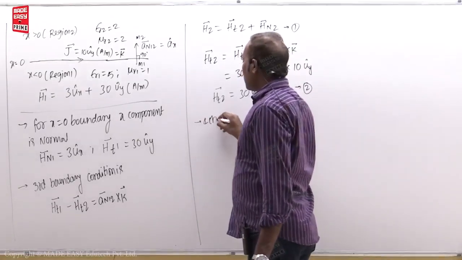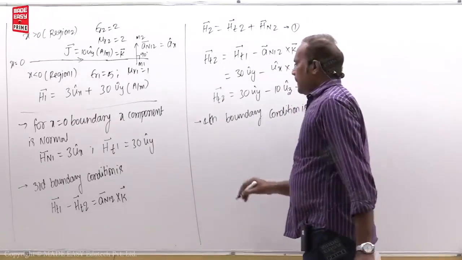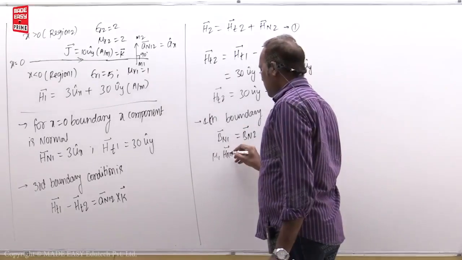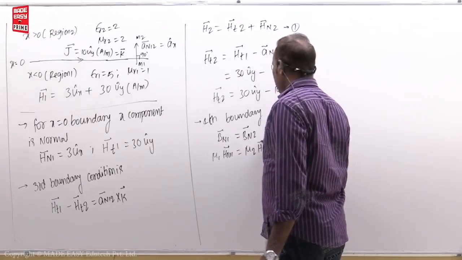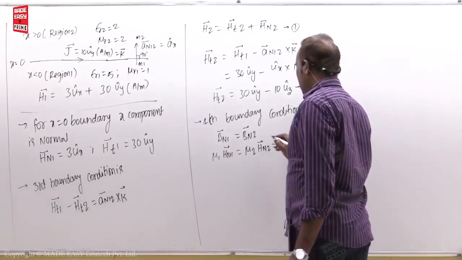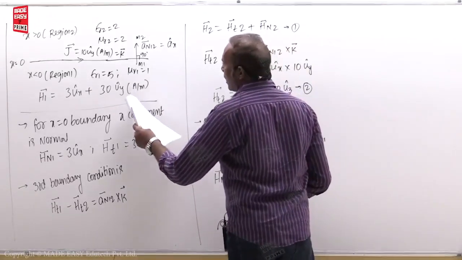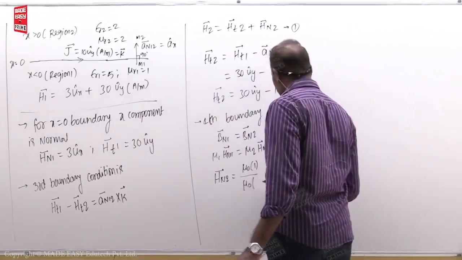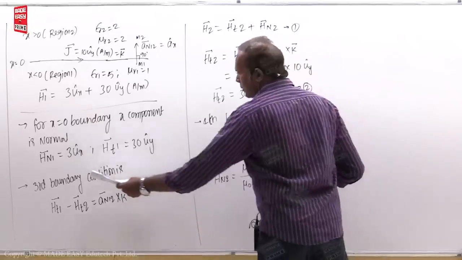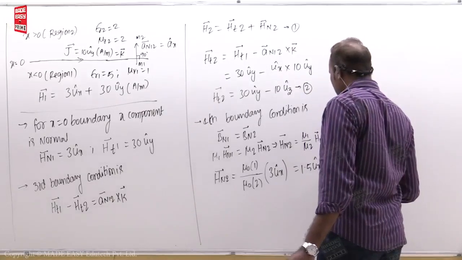Now the fourth boundary condition is bn1 bar is equal to bn2 bar. This is mu1 hn1 is equal to mu2 hn2. That implies hn2 is equal to mu1 by mu2 hn1 bar. So hn2 bar is equal to mu1, which is mu naught into mu r1, divided by mu naught into mu r2. Mu r2 is equal to 2 actually. And hn1 bar is this one, 3 times ux. So you get 1.5 ux cap. So this is equation number 3.